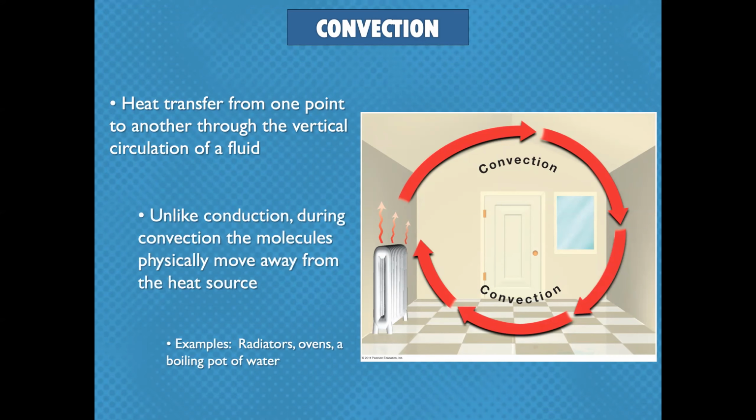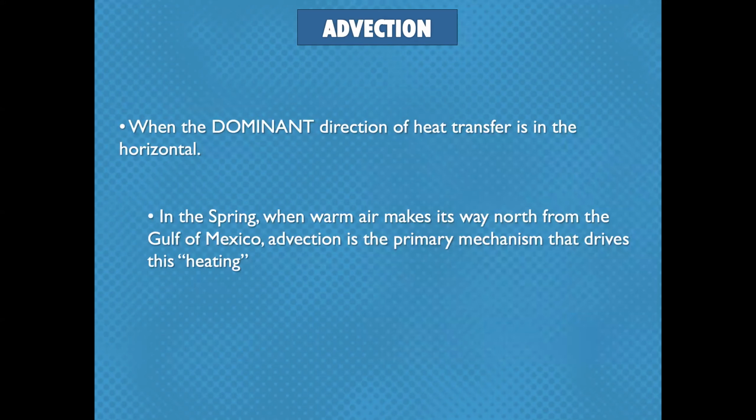Okay, a boiling pot of water would be a good example of that. Advection is heating where the dominant heat transfer is in the horizontal. So think about that first warm spell in April or March or May, depending on the year. And where did that warm air come from? Well, it came from the Gulf of Mexico. So it basically got transferred from the Gulf all the way through the United States into the Northeast, warming our environment to a significant degree compared to where it was. That is advection. Okay.